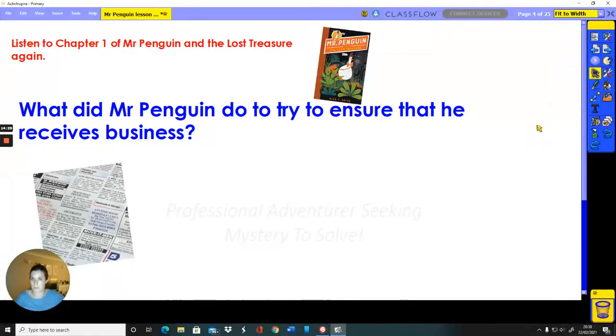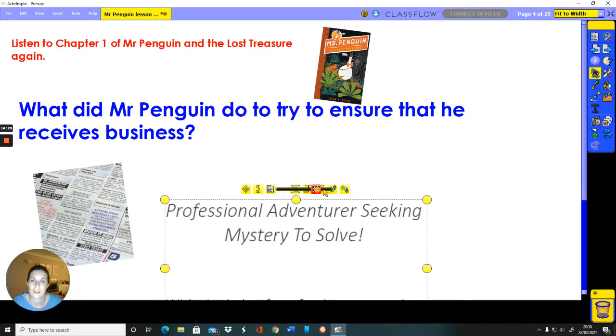So what did Mr. Penguin do to try to ensure that he receives the business that he needs? He placed an advert in the local newspaper. So there's the headline of his advert there: professional adventurer seeking mystery to solve.